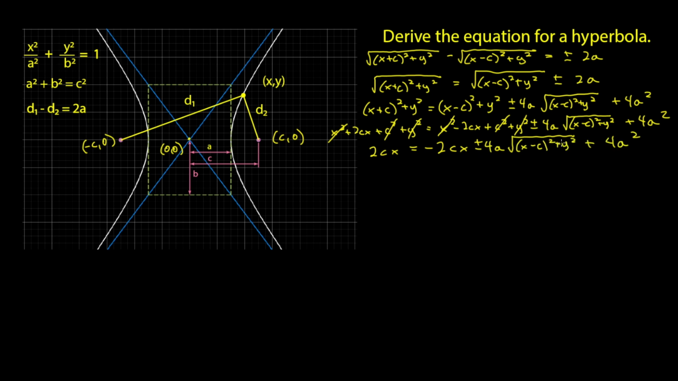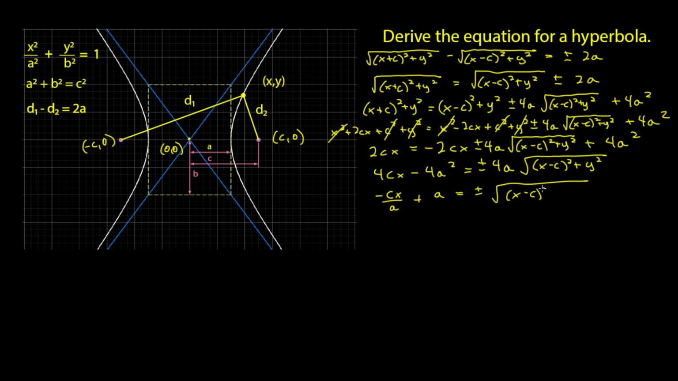Getting everything not with the radical on the other side, we get 4cx minus 4a squared equals plus or minus 4a square root of x minus c squared plus y squared. Now we're going to divide everything by 4a. You don't have to do this, but it's going to make the rest of the derivation easier. You can try it both ways, and you will come back to doing it this way. So then negative cx over a plus a equals plus or minus square root of x minus c squared plus y squared.